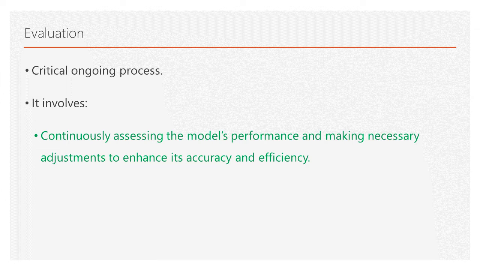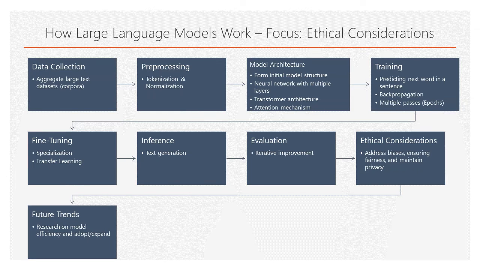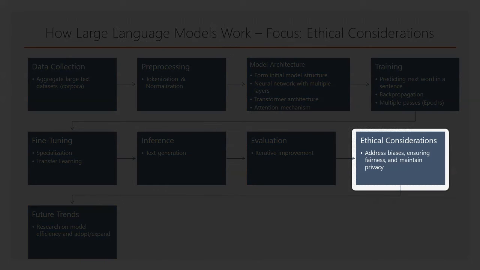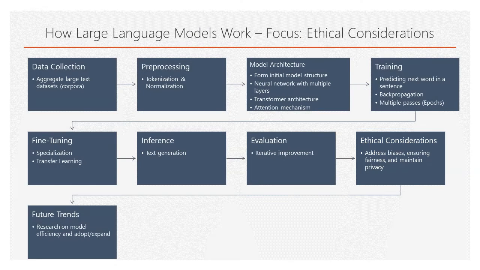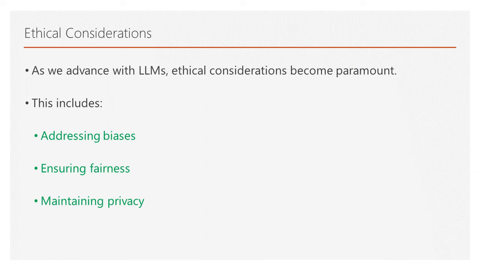Now, let's discuss the main ethical considerations that need to be addressed by LLMs as part of their development process and ongoing operation. As we advance with LLMs, ethical considerations become paramount. This includes addressing biases, thus ensuring the model does not propagate or amplify biases present in the training data, ensuring fairness, thus striving for equitable performance across different user groups, and maintaining privacy, thus safeguarding the privacy of the data used and the users interacting with the model.